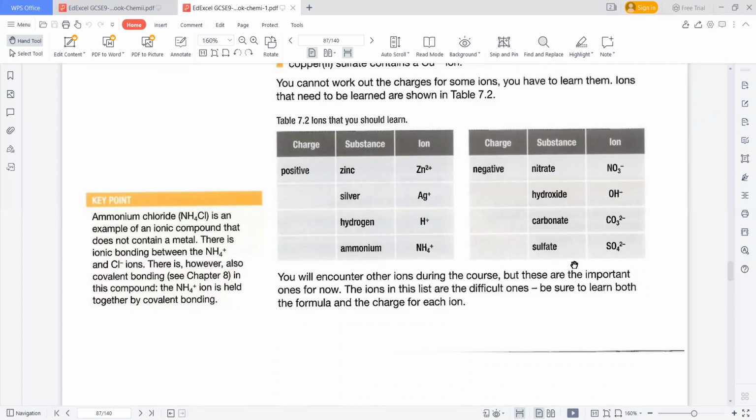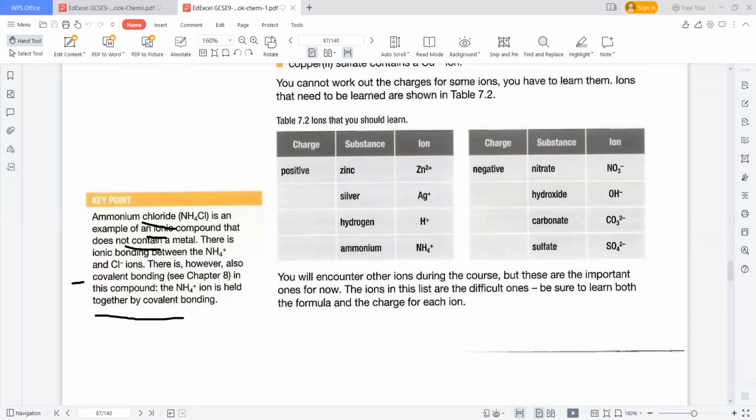In the same way, we can make these react with each other. Now, here is a key point. Ammonium chloride is an example of an ionic compound that does not contain a metal. Definitely, there is no metal there, but there is ionic bonding between ammonium and chloride. How is it possible? It also involves covalent bonding.